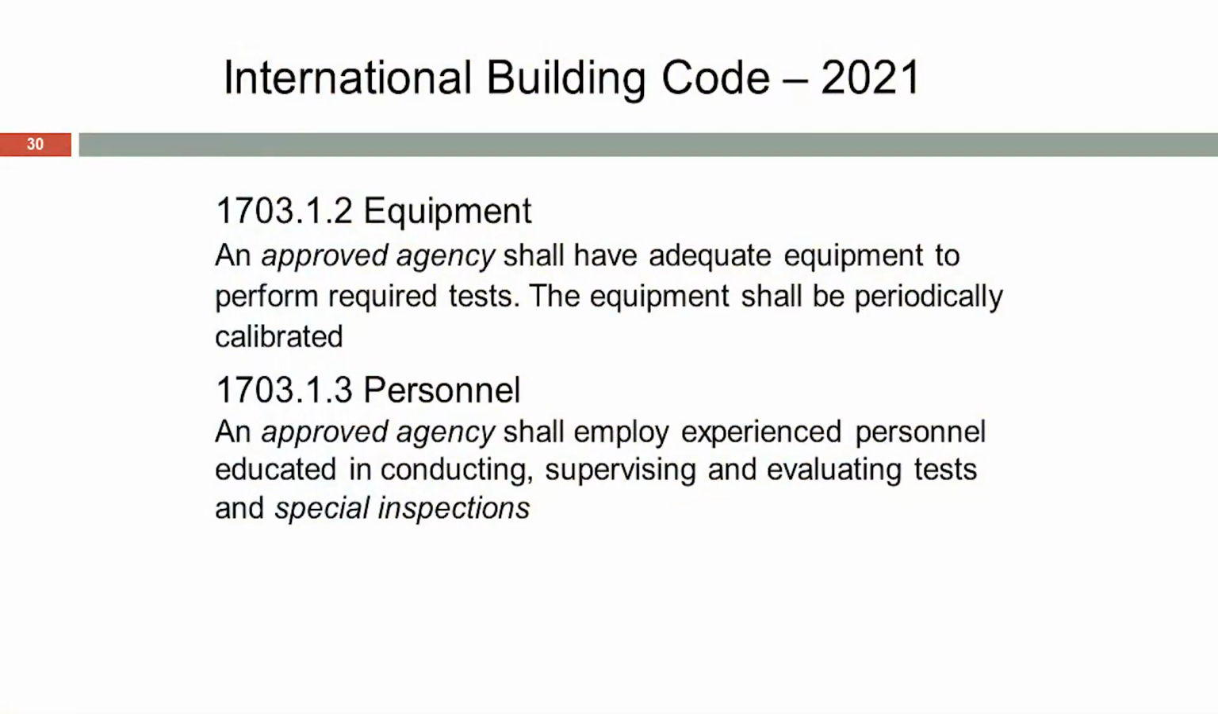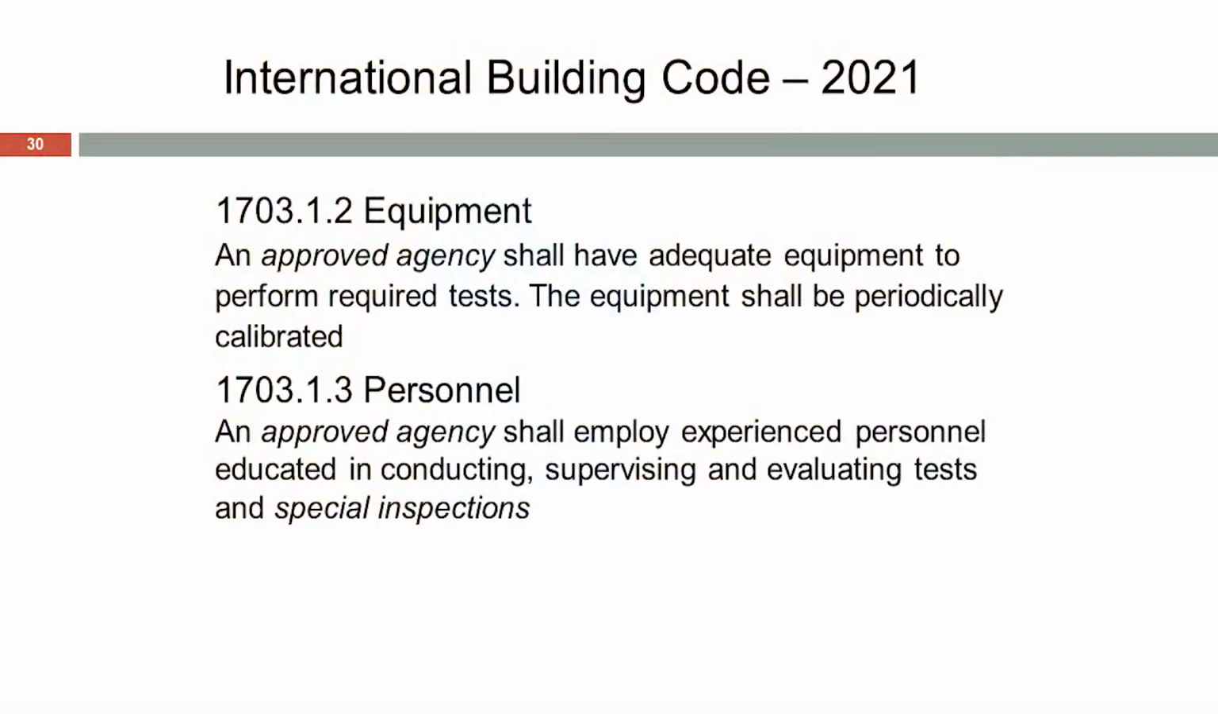Have to have approved equipment and periodically calibrated. Approved agency shall employ experienced personnel. So what I'm showing everybody is this is us. Whether we know it or not, this is why we're on the projects. This is why we have our scope of work. This is why we're following the sequences outlined in the drawings, because either singularly or collectively, we become the team that's able to check all the boxes in the building code and the local code officials' requirements.